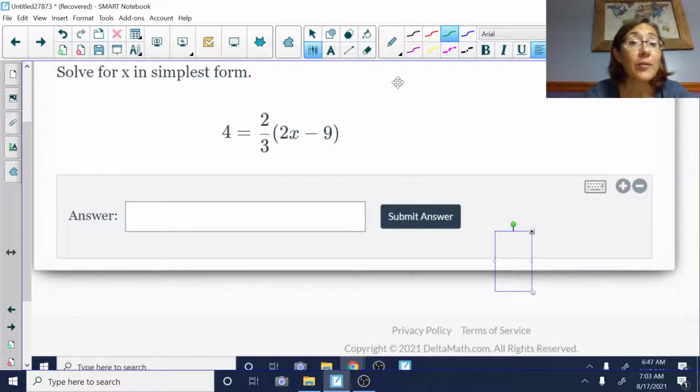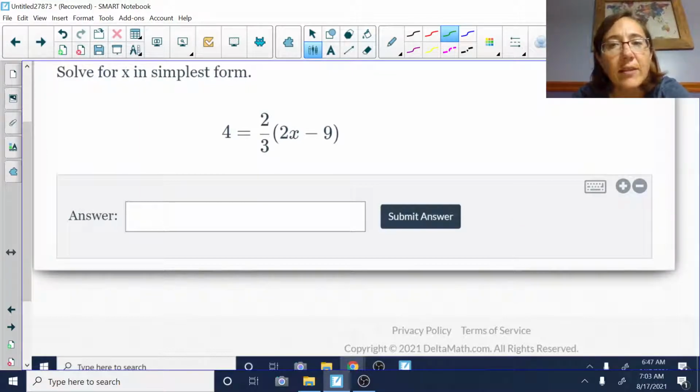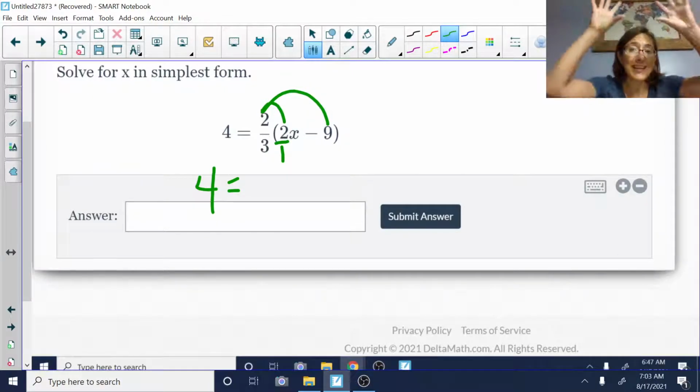All right, for example 3 in our pretest, we have some parentheses this time, so that means we could take care of those with the distributive property. I think most of you would start with that, so that's what I'll do here. So if I do that, I have 4 equals, I'm going to go ahead and put this 2 over 1, so you can think about numerators and then denominators.